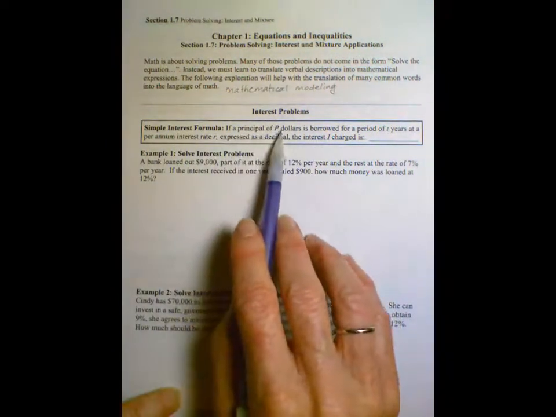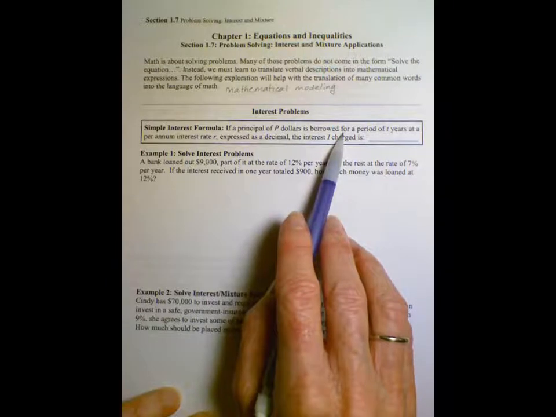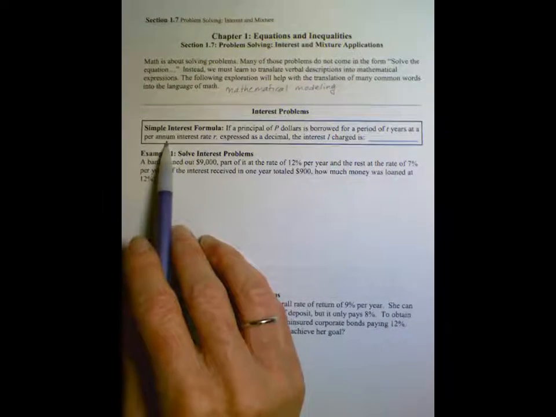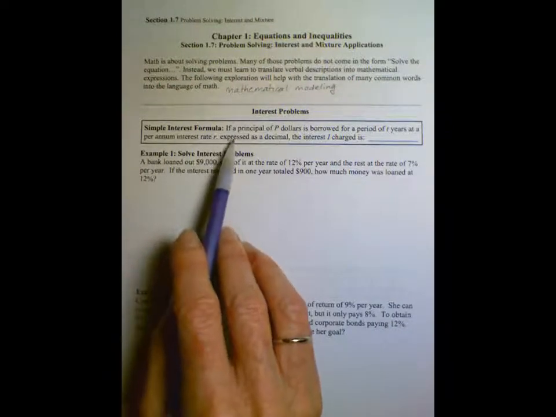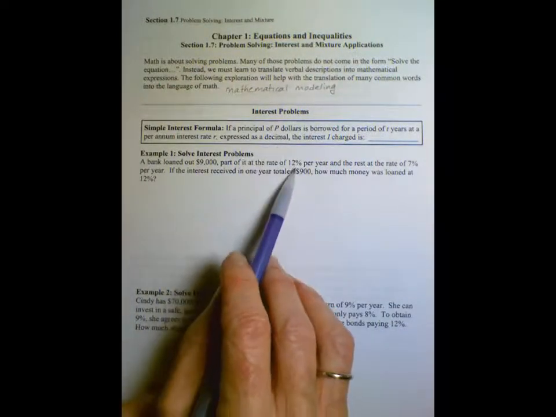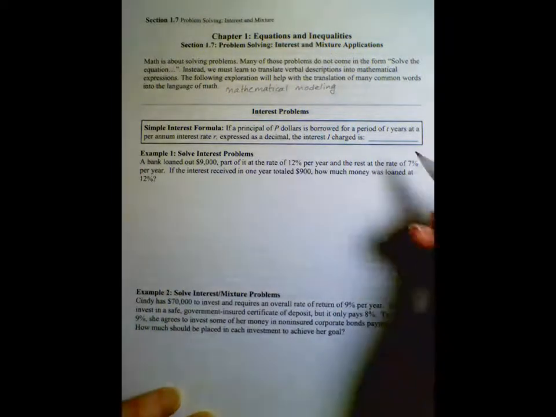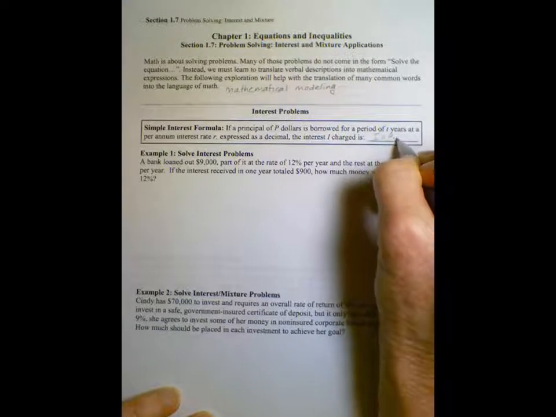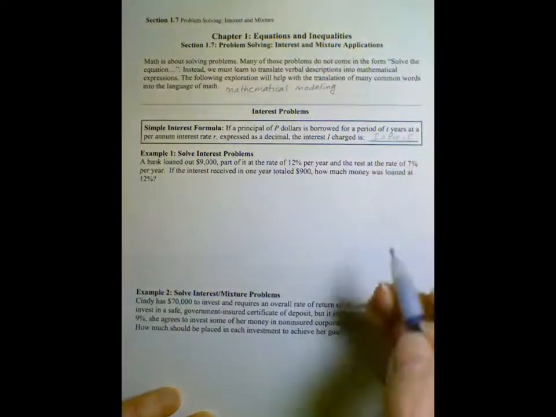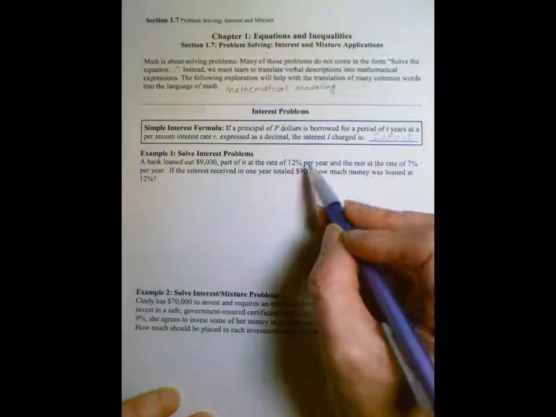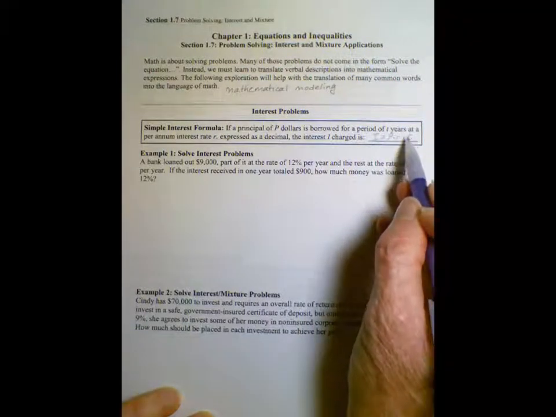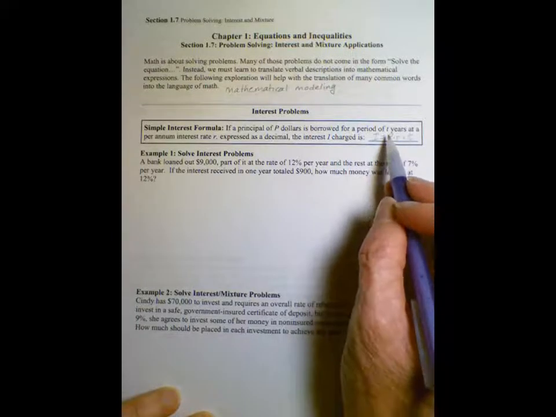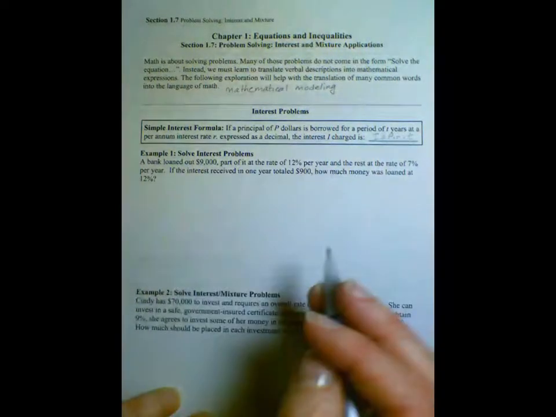So if a principal of P dollars is borrowed for a period of T years at a per annum, that just means per year, interest rate R, expressed as a decimal, so you change the percent to a decimal, the interest charged is equal to the principal times the rate times the time. Okay, so R will be a percentage changed to a decimal, T will be time in years, and P is money. How much are you investing or borrowing?